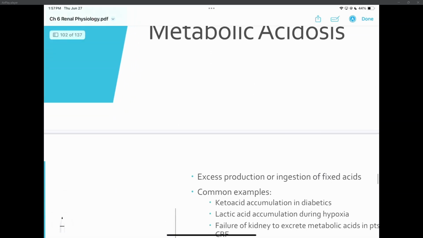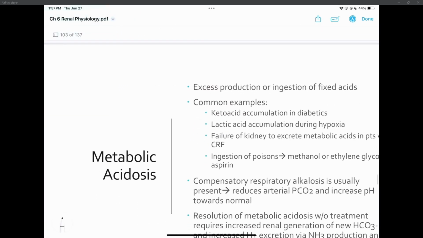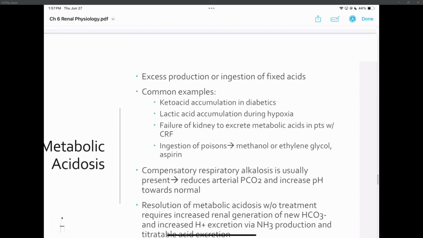So metabolic acidosis. What are some causes? Excess production or ingestion of fixed acids. For example, ketoacidosis in diabetics. We're adding in ketones that normally aren't there. Ketones make your blood more acidic. Okay? Lactic acid buildup. Lactic acid is normally not there. This is produced by metabolism, anaerobic metabolism.